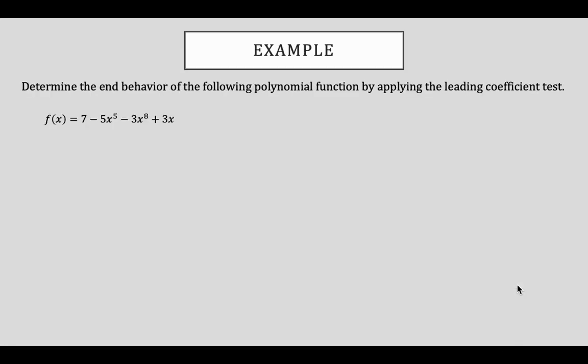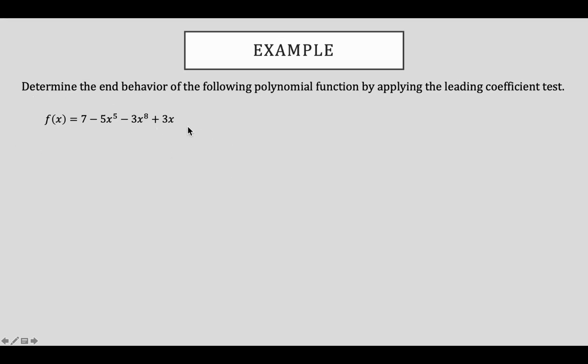Let's look at a couple examples here where we put this to use. Determine the end behavior. And again, end behavior means what happens as it goes to the right, what happens as it goes to the left, of the following polynomial function by applying the leading coefficient test. So here we have the function f of x is equal to 7 minus 5x to the fifth minus 3x to the eighth plus 3x.